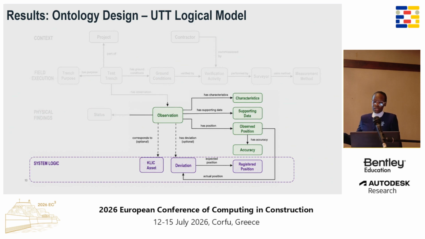And then this system logic layer handles the optional relationship between what was found on the ground and what is expected from the database that already exists, where an observation can be matched to a registered data asset that is already registered. Then the model allows for deviation to be calculated if it's not allowed.